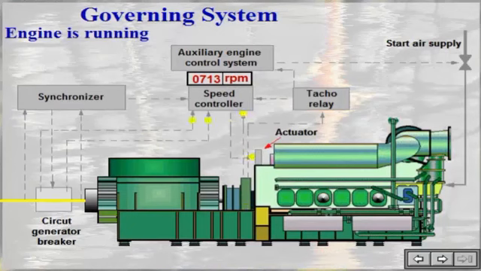When the circuit generator breaker is closed, the speed controller receives signals indicating the load of the engine from the sensors in the switchgear, and signals showing the load of the other auxiliary engines in the vessel. If the load of the engine diverges from the wanted load compared to the other engines, the speed controller changes the signal to the actuator to change the admission on the engine.